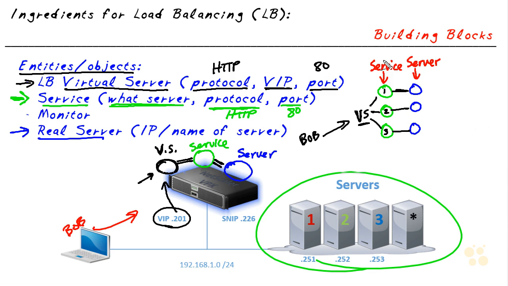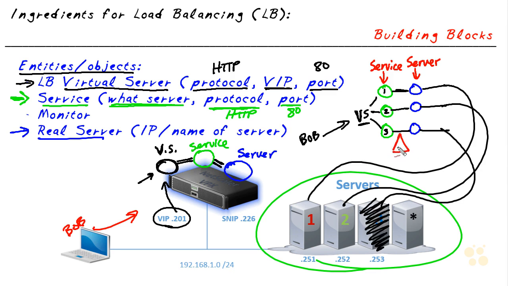To assist the virtual server in not making a bad choice, there is another component called a monitor that's added to the mix. So this triangle, this red triangle, is representing a monitor function. And that monitor is doing a health check on those respective servers. And the binding, if you will, is between the service object and the monitor.